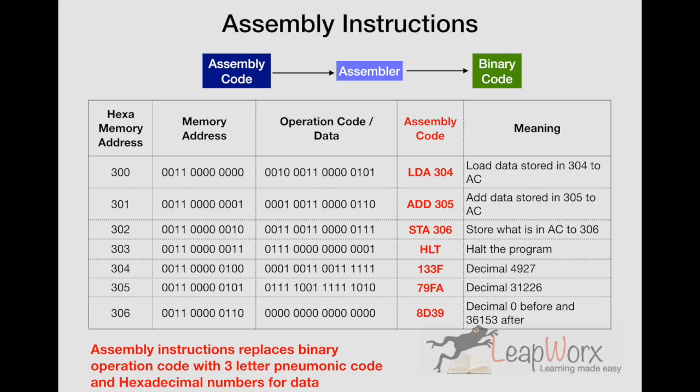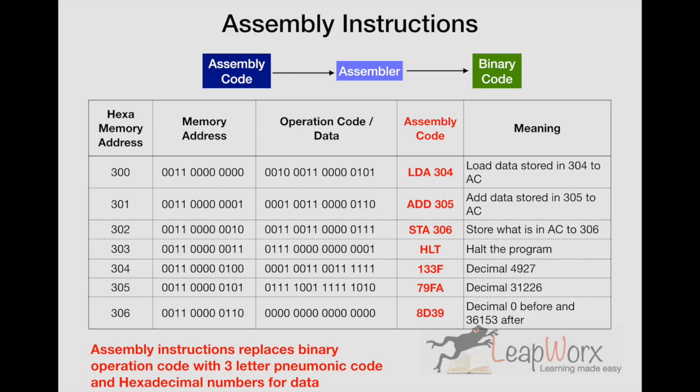But it says LDA 304. That means load data to the accumulator from the memory address 304. Then add to what is there in the accumulator the number at address 305, right? Then STA is now store what is in the accumulator in the memory address 306, and HLT means halt the program. And you still need to know about memory addresses.